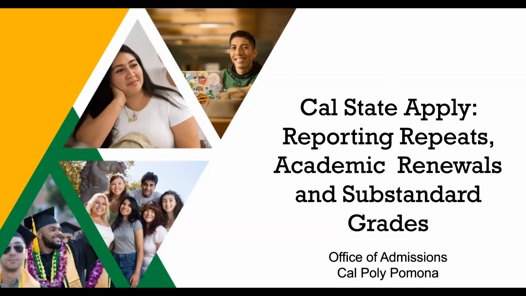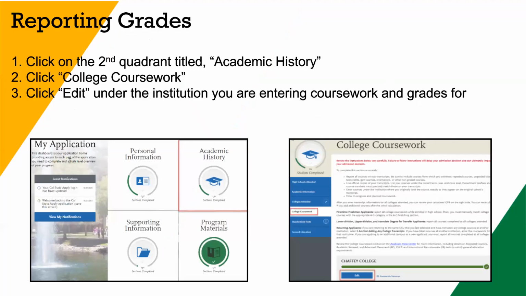In this how-to video, we will show you how to accurately report course repeats, academic renewals, and substandard grades. Once you're in the application, you're going to want to click on the second quadrant titled Academic History and then College Coursework. Please keep in mind that having unofficial transcripts is helpful when reporting grades.